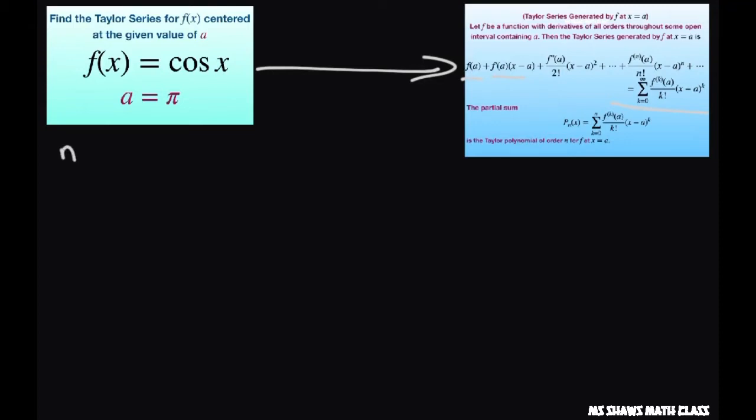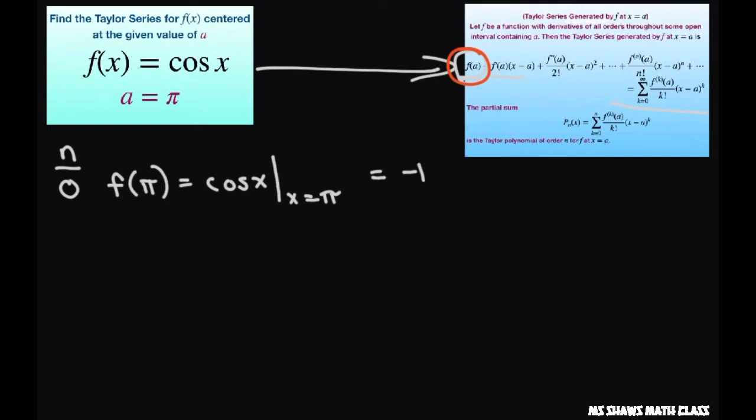If we have n is 0, then we have f of pi, and that first term is going to be equal to cosine of x evaluated at x equals pi. And that equals -1. Now for 1, we have f prime of pi. That equals negative sine of x. When you evaluate that at x equals pi, that equals 0.